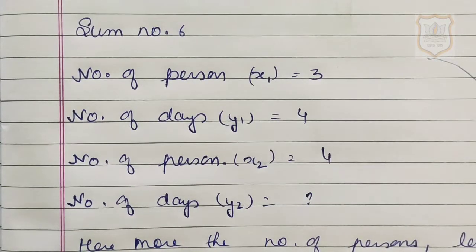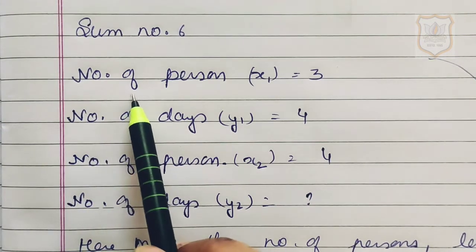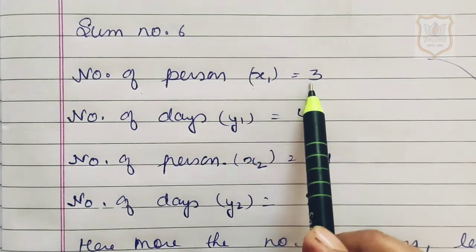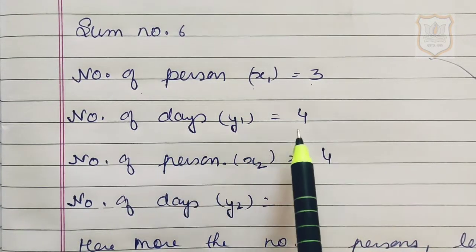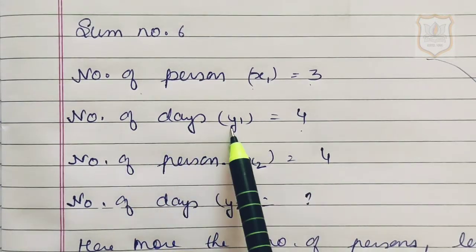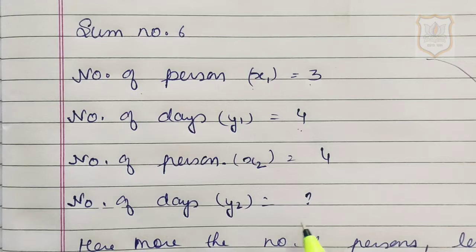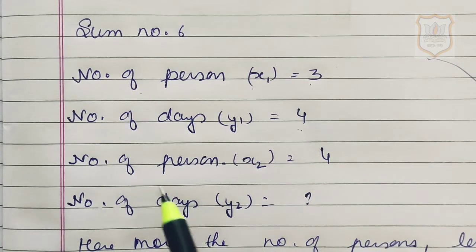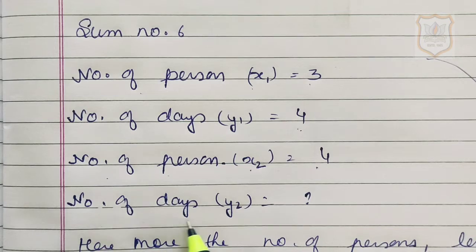Now solution for sum number 6. Here also first we will write down the details. A contractor requires number of persons, that is x1 equals 3, and days to complete the job is 4, that is number of days y1 equals 4. Now if he uses 4 persons instead of 3, so number of persons x2 equals 4. Now we have to find the number of days, that is y2 equals question mark.